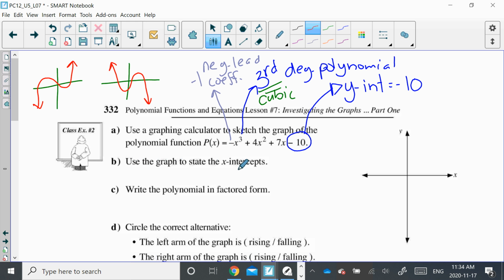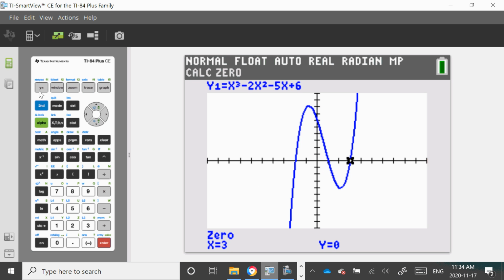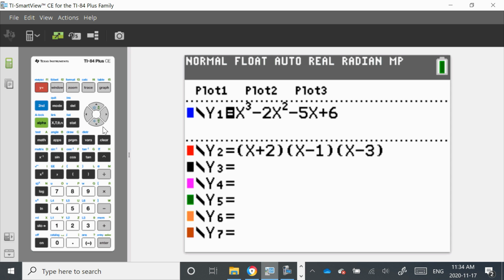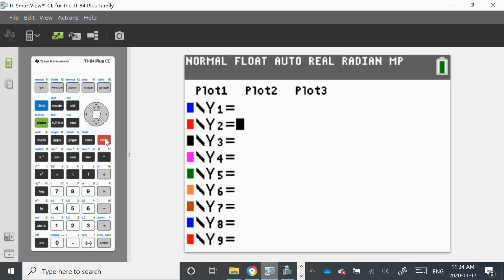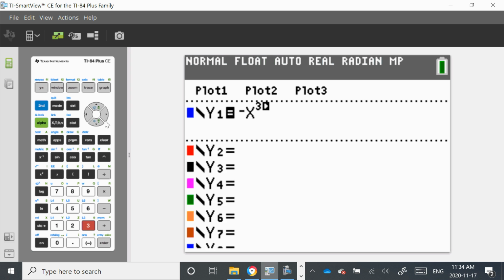Okay, use the graph to state the x-intercepts. So let's punch this function into our calculator in expanded form because we don't know what the factored form is yet. So go to y is equal to, clear your functions, and let's type in our negative leading coefficient, so that negative there. We're going to type in an x cubed plus 4x squared plus 7x minus 10.